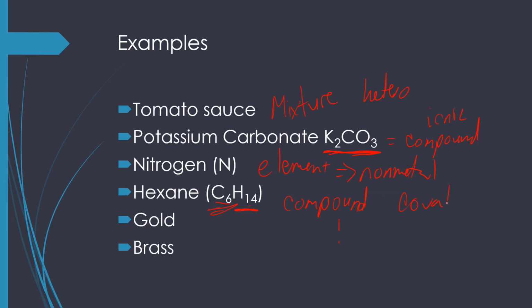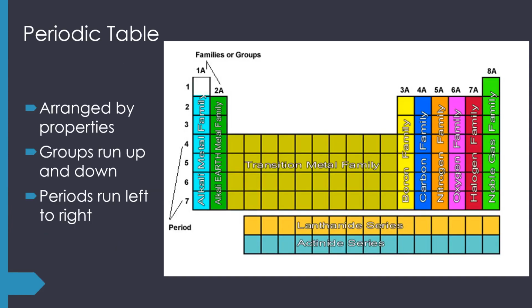That's covalent. Gold is right off the periodic table. That's an element, and that's a metal. And brass is considered a mixture because it has copper and whatnot. So that would be considered homogeneous because you can't really see where the copper begins and the zinc ends or whatever. All right, so those are some examples of that.